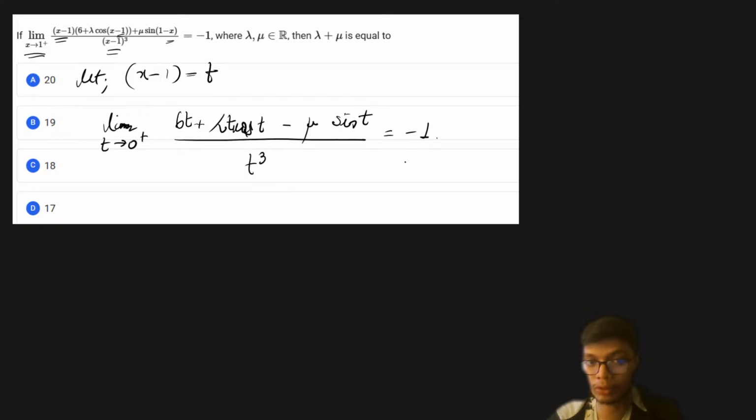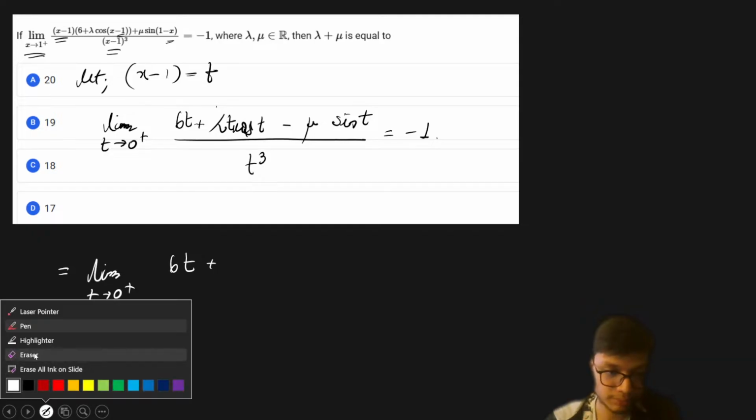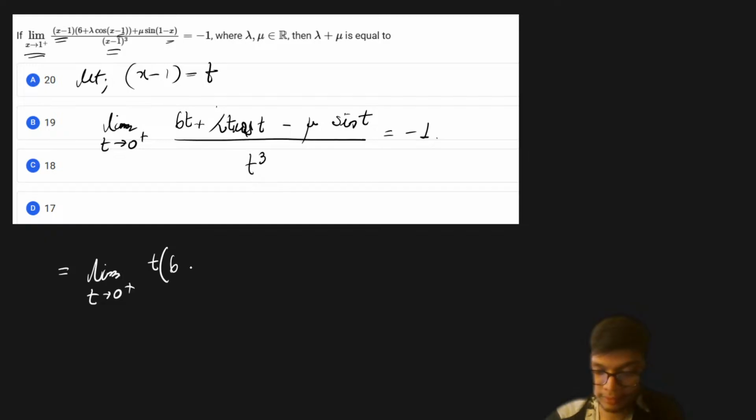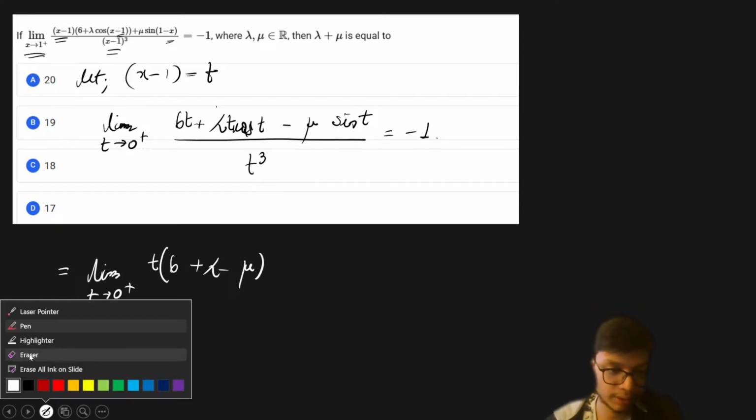From here I have to comment on what is the value of lambda and what is the value of mu. This is a very standard problem. You can search any previous JEE Advanced or JEE Mains paper, and you will always find this kind of problem. Let us see how we can go about solving this. First step, the limit as t tends to 0 positive, and let us keep it as it is. If I take t as common, it is 6 plus lambda minus mu, and then, okay, wait a second.